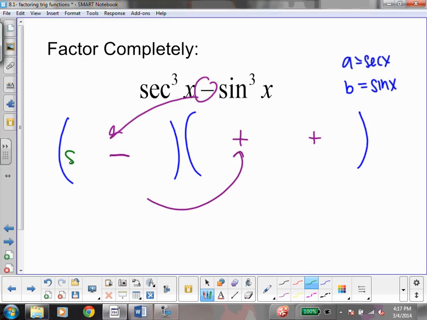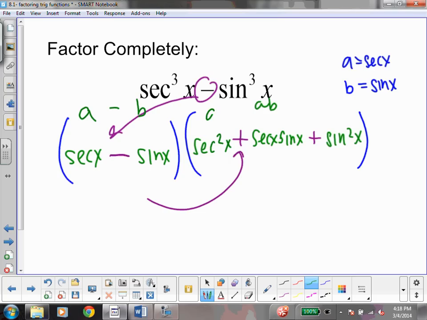A minus b, so the secant of x minus the sine of x. Then a squared, so secant squared. Then a times b, so secant of x, sine of x. You could have also written it the other way. And then the sine squared of x. Just as a review, it's a minus b, and then a squared plus a times b plus b squared. It's nice to see that the factoring rules apply to all of our special situations.